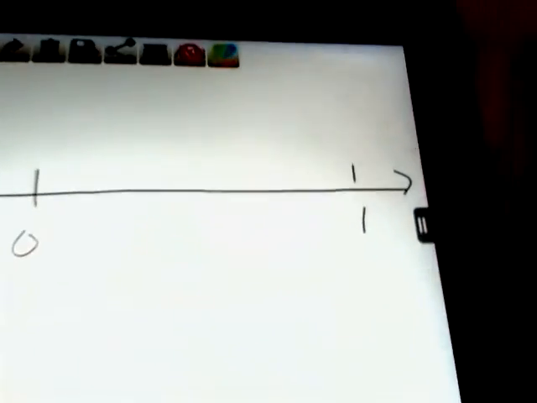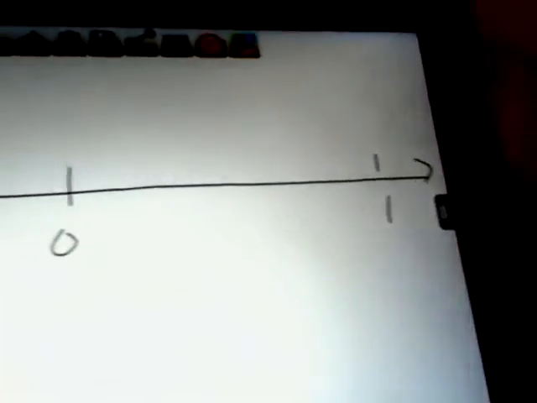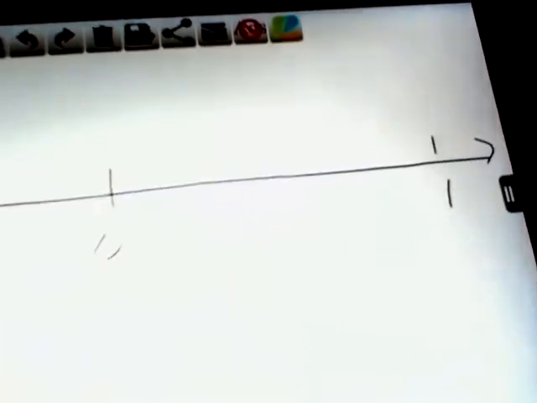Let's say I want to go for a run on the beach. Starting at my home is 0, and I want to run a mile. I represent that on the number line, 0 and 1. Let's say the first day I don't actually make it that whole mile.